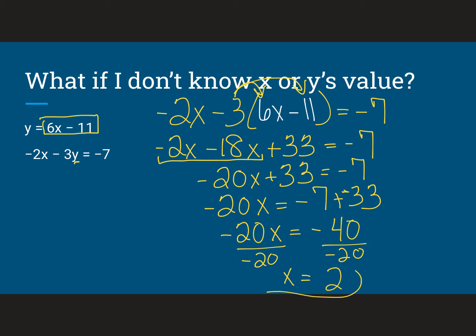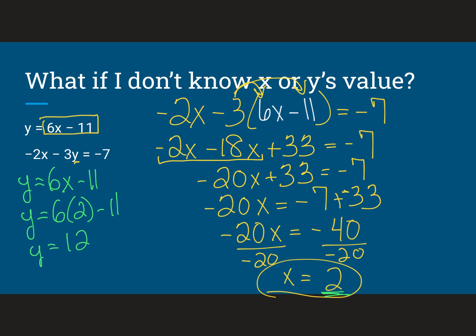Cool, now I have a value for x. But I don't know what y equals. And the last time we always knew what the other variable equaled. So now all I'm going to do is come over here. I know y equals 6x minus 11. I know that x is equal to 2. So I do y equals 6 times 2 minus 11. y equals 12 minus 11, so y equals 1. Keep in mind, though, that we still don't have our answer. Our answer is the ordered pair, our x value of 2, y value of 1.